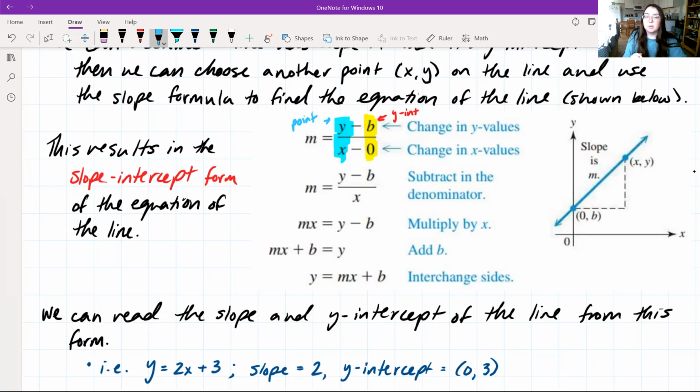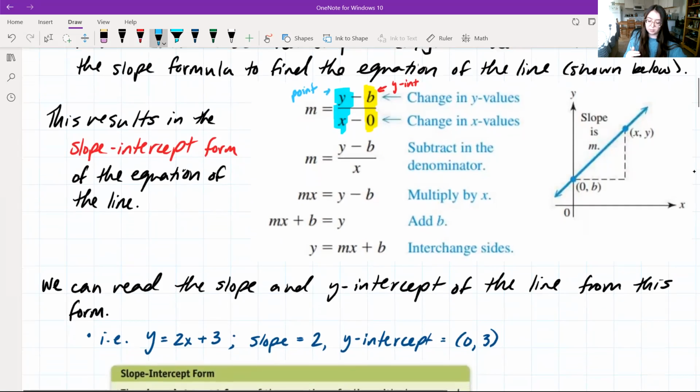So simplifying the denominator, this is just going to give us m is equal to (y minus b) over x. Then we can multiply x to both sides, which gives us m times x is equal to y minus b. And then we add b to both sides to isolate y. And when we do this, we end up with the form of y is equal to mx plus b. And this result, y is equal to mx plus b, is the slope-intercept form of the equation of a line. So we can read the slope and y-intercept of the line from this form.